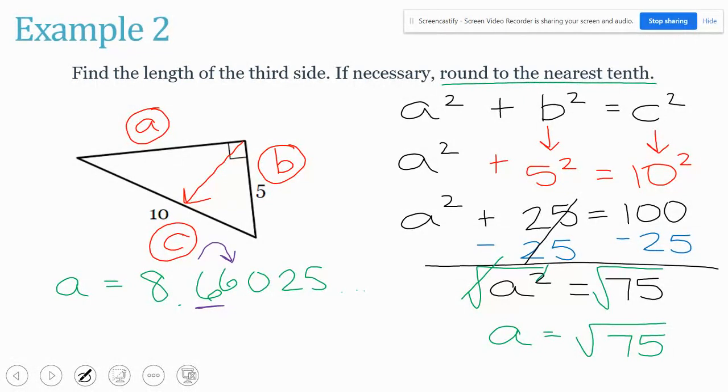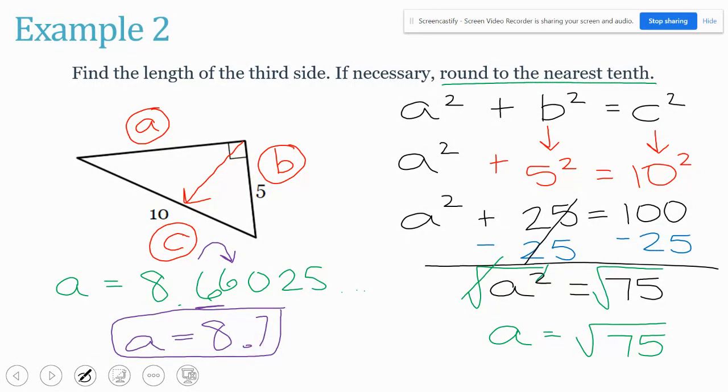So remember, 5 or more, raise the score. 4 or less, let it rest. Now 6 is greater than 5. So that's telling us that this 6 in the tenths place is going to go up to 7. So we're left with A equals 8.7. And that's our answer.